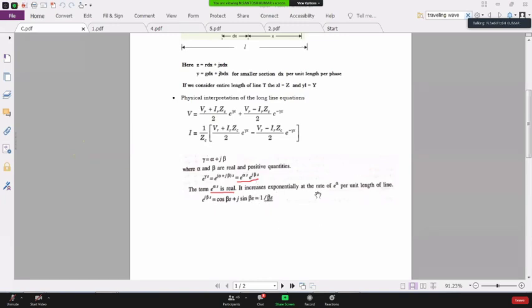Right now, see here. In your first term, we have only alpha s, so it is a real term. That's the reason I am writing that e power alpha is real and it increases exponentially at the rate e power alpha per unit length. Means as the length increases, e power alpha also increases.